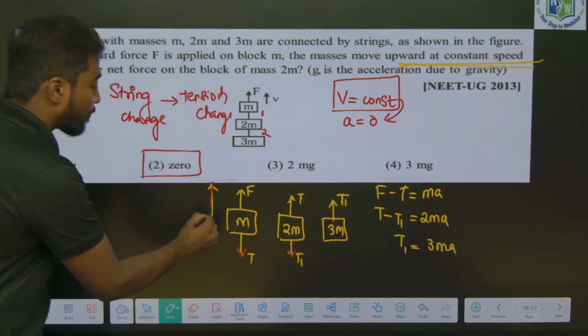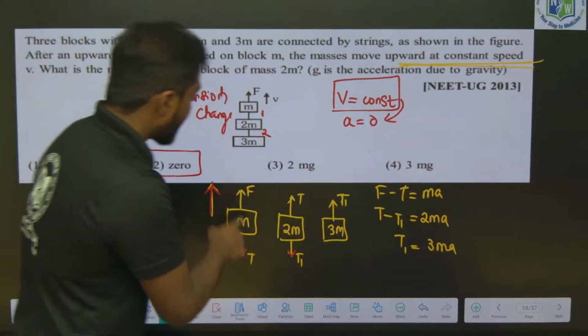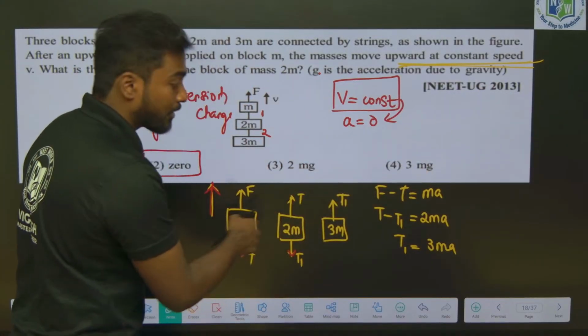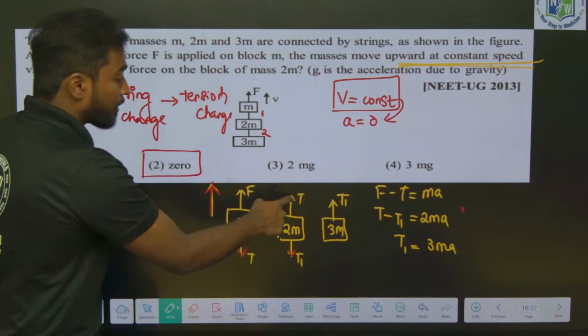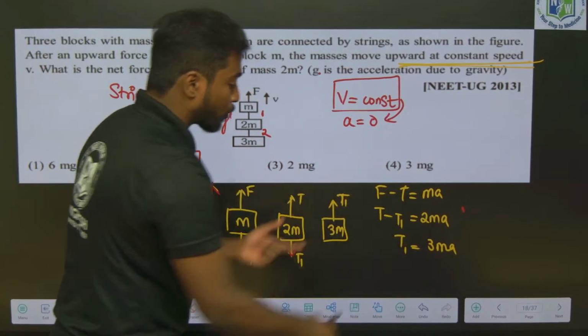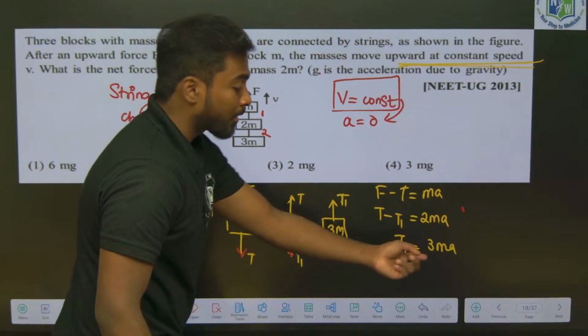So it is moving upward, no? So I can write the equation. F minus T is equals to mass into the acceleration. Then T minus T1 is equals to 2ma. T1 is equals to 3ma.